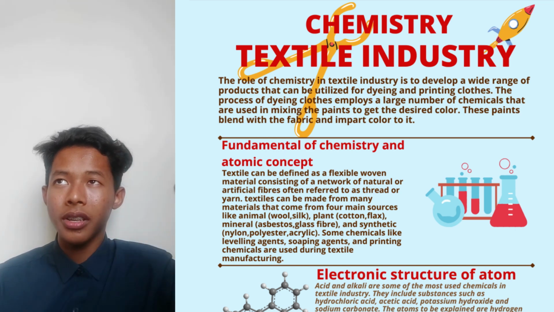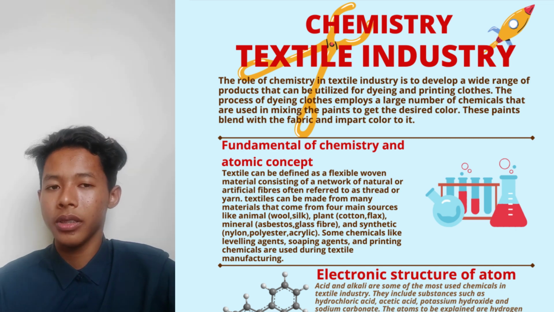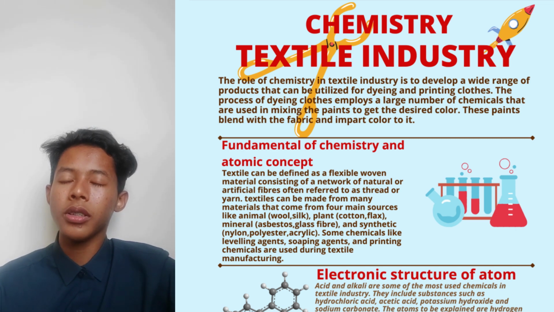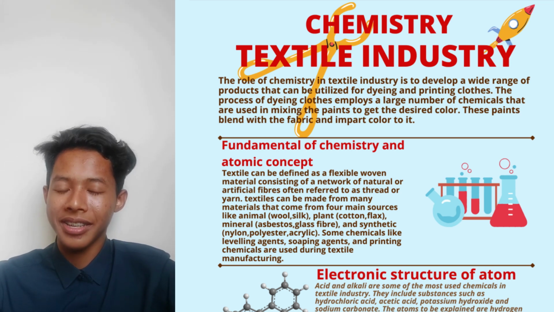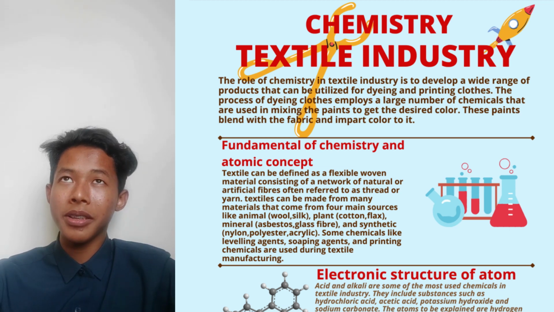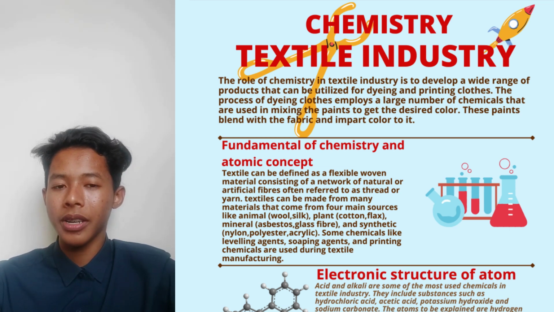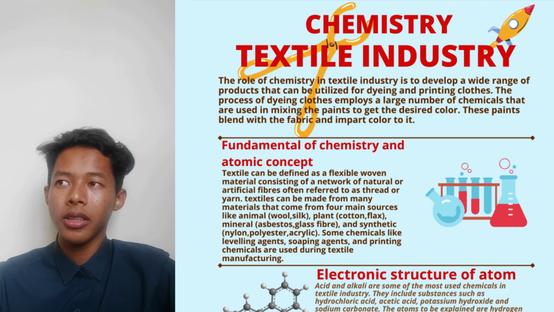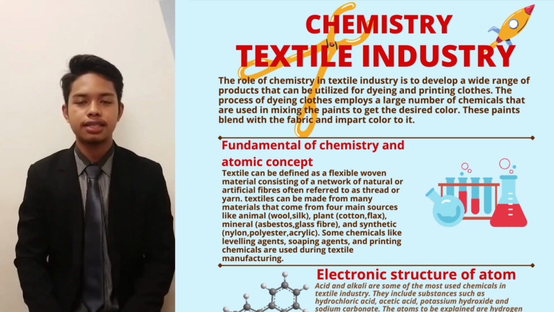The role of chemistry in textile industry is to develop a wide range of products that can be utilized for dyeing and printing clothes. The process of dyeing clothes employs a large number of chemicals that are used in mixing the paint and getting the desired color. This paint blends with the fabric and imparts color to it. Then the fabric can be produced.